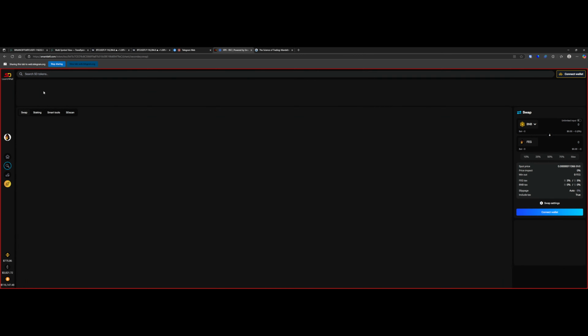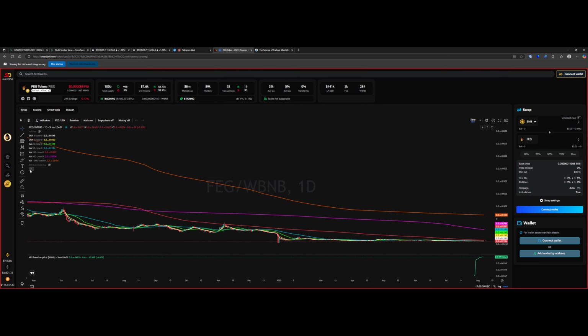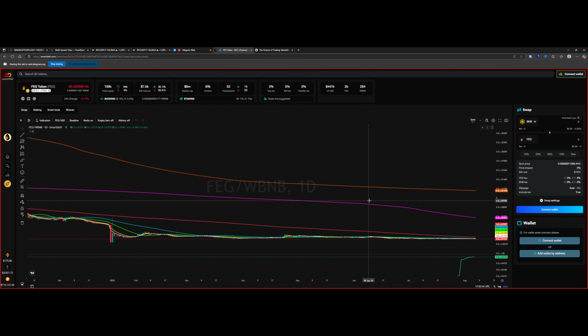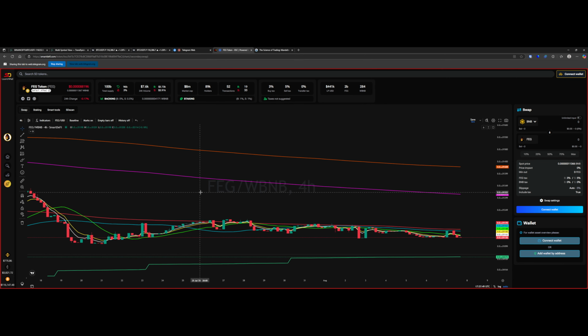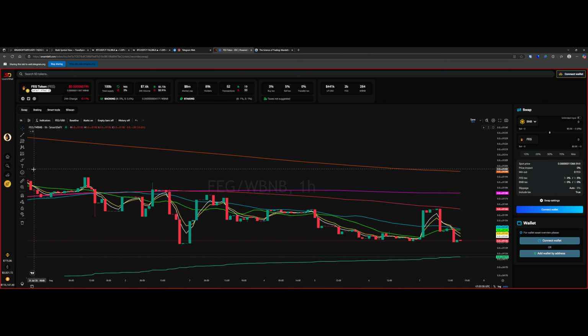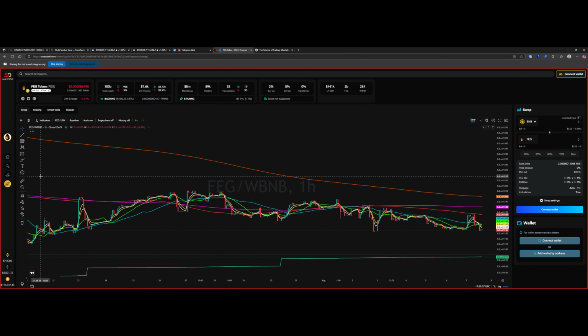There we go. I'm just going back into the FEG token. So here's our FEG chart, and this thing's been kind of flat on the longer time frames for a while, and we know why. But it doesn't mean that you don't accumulate while you have that opportunity, because we've seen what's come out of these long, flat consolidations.